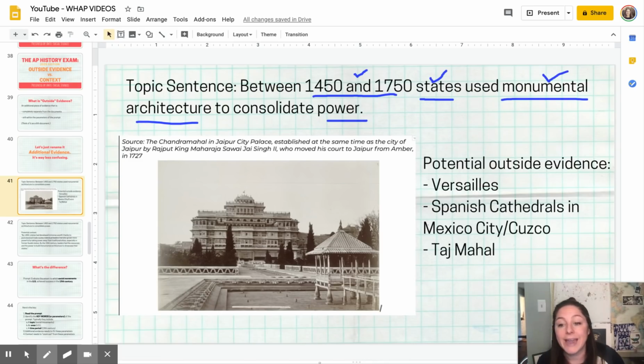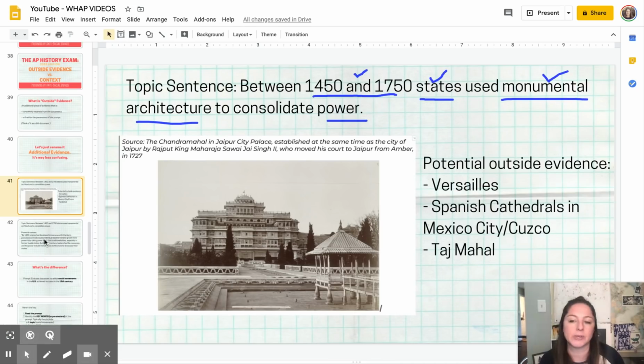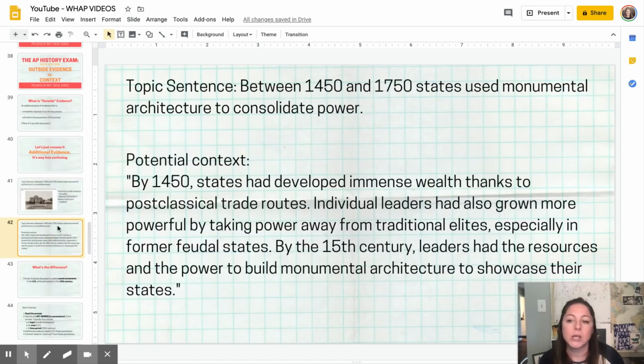Okay, now let's flip it and think about this same topic sentence and what context might look like. And then I think we'll start to see the difference. So let's say I wanted to contextualize this topic sentence. What I might say is, by 1450, so notice I'm talking about what's going on before 1450, states had developed immense wealth thanks to post-classical trade routes. Again, I'm going from before 1450, right? Individual leaders had also grown more powerful by taking power away from traditional elites, especially in former feudal states.